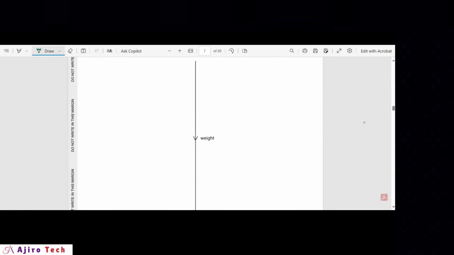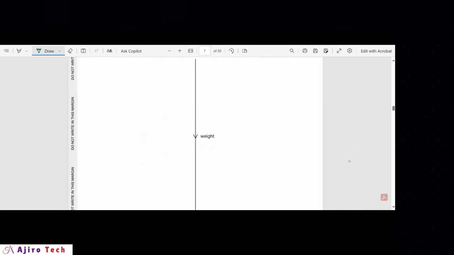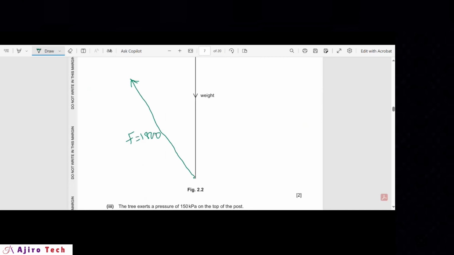So if you look at it, how does the force act? F acts to the left. The weight has already been drawn according to the question. We want to complete it, so this one will go to the left. You can see from here to here is a straight line, and that will give our value of F as 1800.